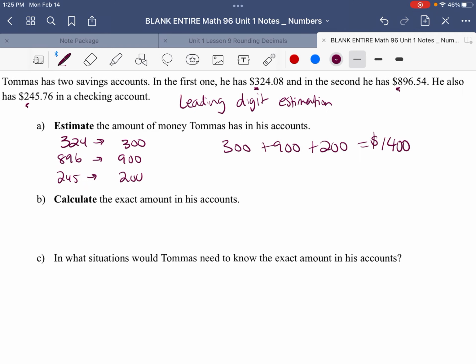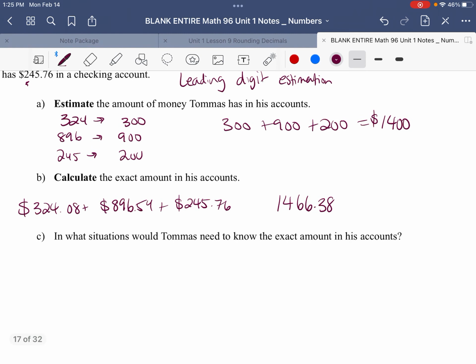The exact amount, if you add them all up, you get exactly 1,466.38. 324.08 plus 896.54 plus 245.76. In what situations would he need to know the exact amount? Well, if he's budgeting or paying bills.